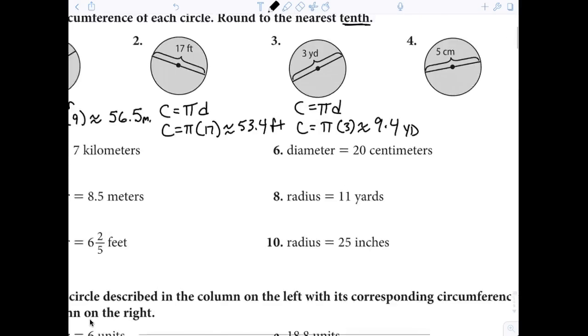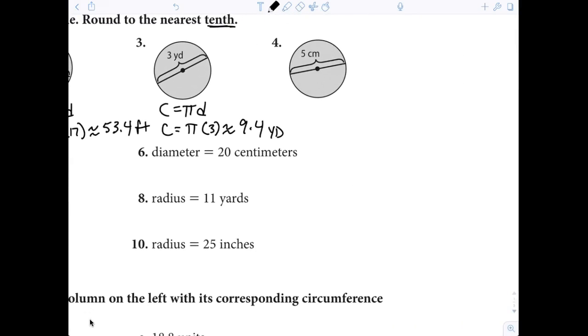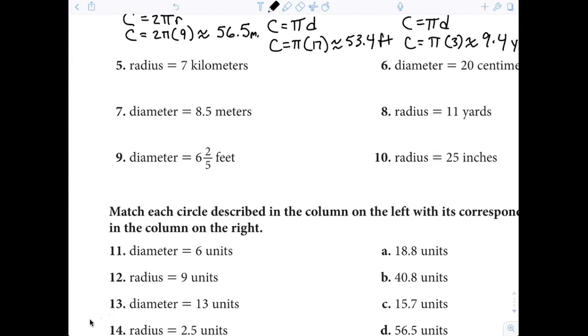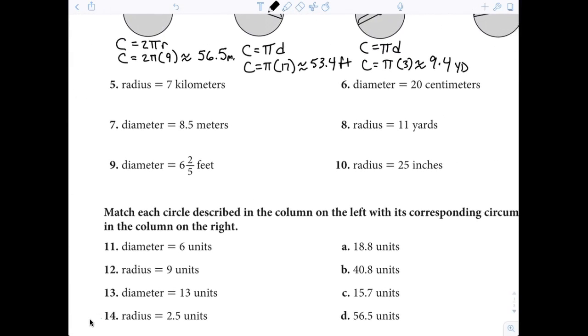Okay, Ian, just to make sure, buddy, tell me about number 4. Write the equation. So it's C equals pi D. Okay, C equals 5. All right, now tell me what that is approximately, please. 15.7 what? 7. Good. Okay, Bradley, you're up. Number 5. I want you to do number 5.